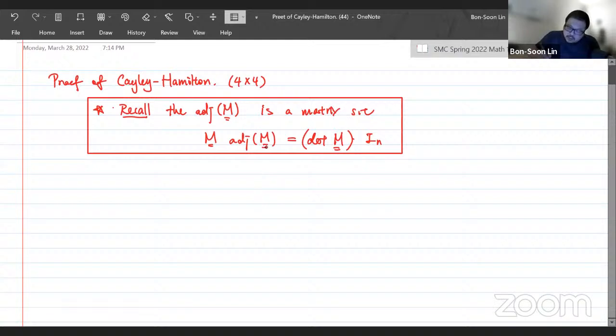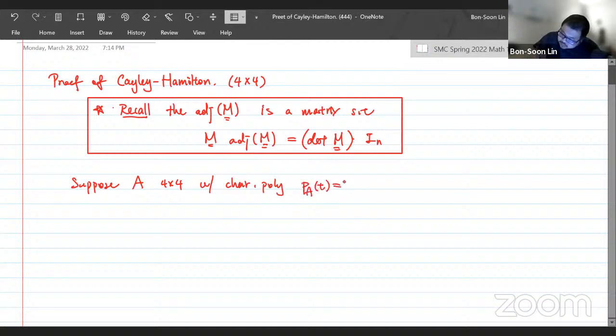Now, what is it that we want to prove, the 4x4 Cayley-Hamilton? Suppose I have a matrix A that is 4x4, with characteristic polynomial P_A(T) equal to the determinant of TI minus A. We just saw that this is a degree n polynomial if A is n by n, so this is a degree 4 polynomial, which looks something like this.